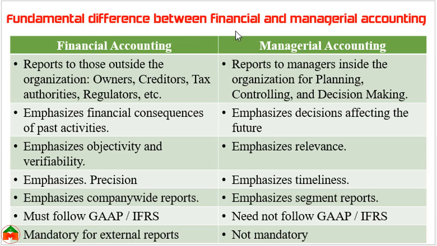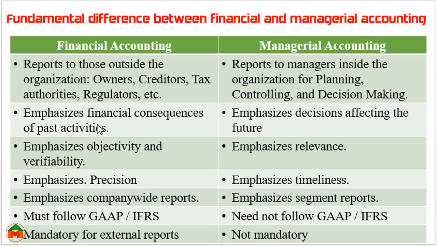Fundamental difference between financial and managerial accounting. We can see the differences between the financial accounting and managerial accounting. If we consider the legal requirement, financial accounting is mandatory to prepare, but managerial accounting is not mandatory to prepare. That means, considering the legal requirements, all the publicly listed companies are bound to prepare reports for the outside stakeholders, as for example, owners, creditors, tax authorities, regulatory agencies, etc. But managerial accounting is not mandatory, but it is prepared by the internal managers for their planning, controlling and decision making.